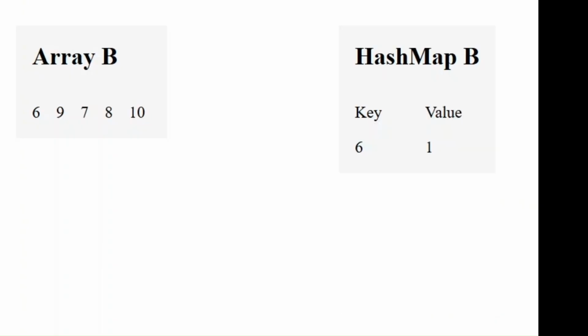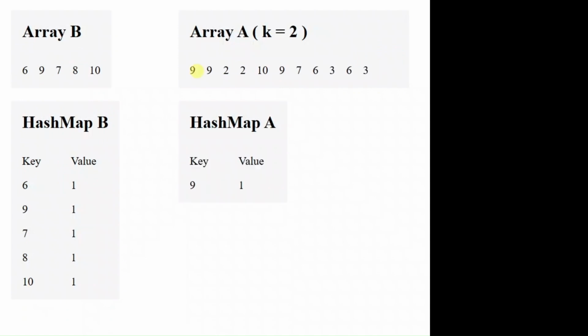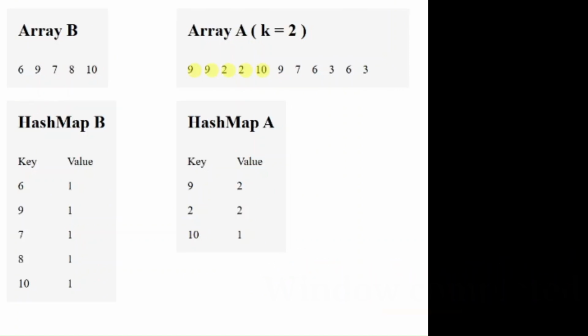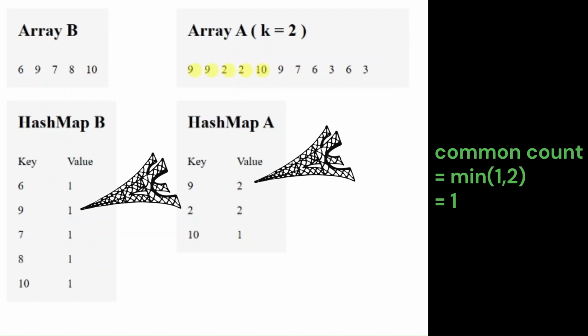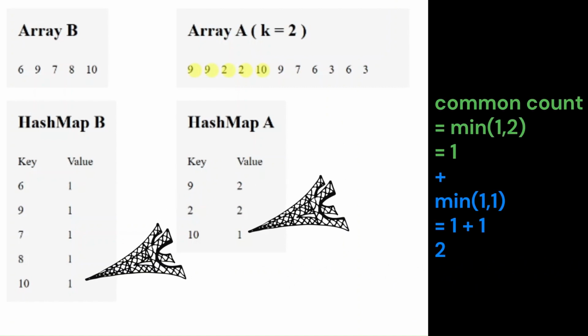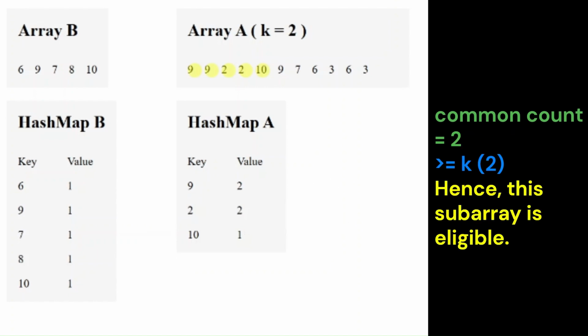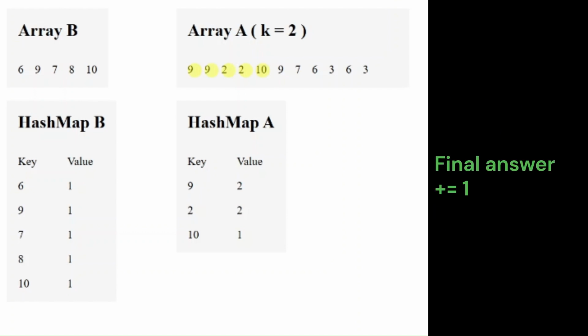I made a frequency map out of the array B and applied sliding window on array A. So I iterate over the array A, put the elements into another hash map or a frequency map, and as soon as the window would complete the size m, I'd compare the frequency map of array B and array A and find out the number of common elements between them. If the number exceeds k, that means the specific subsegment or the window is eligible to be counted in the final answer, and I'd increase the final answer count by 1.